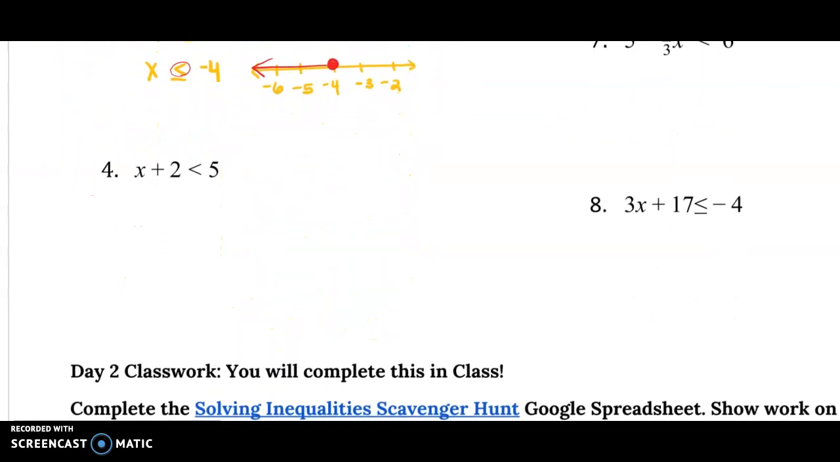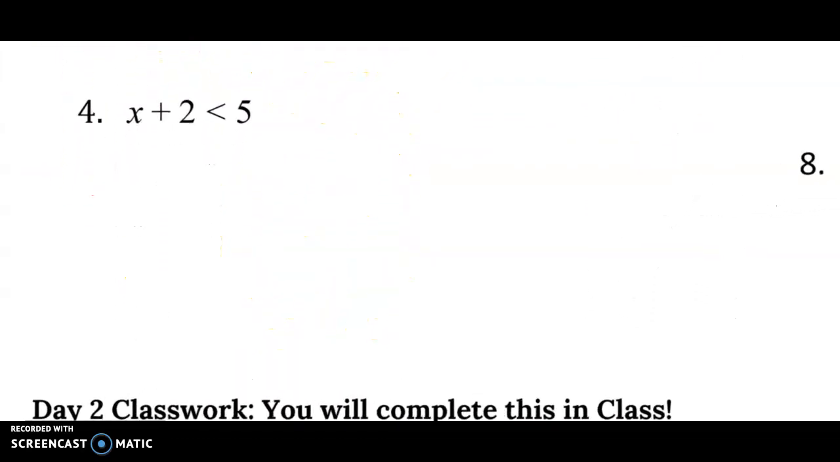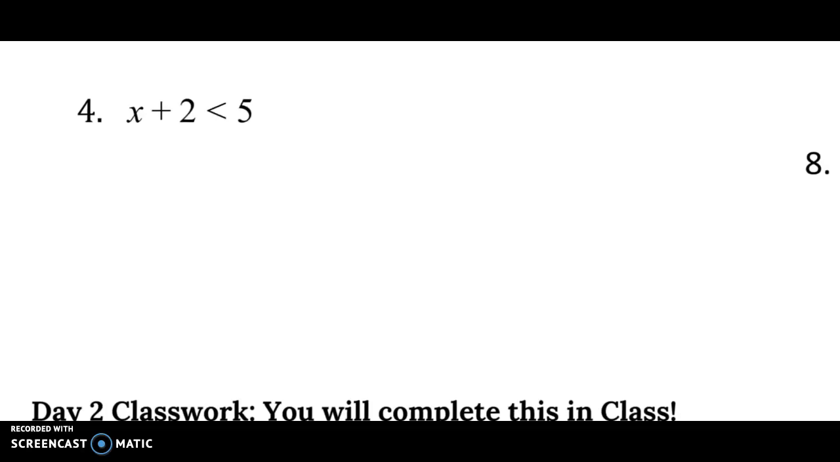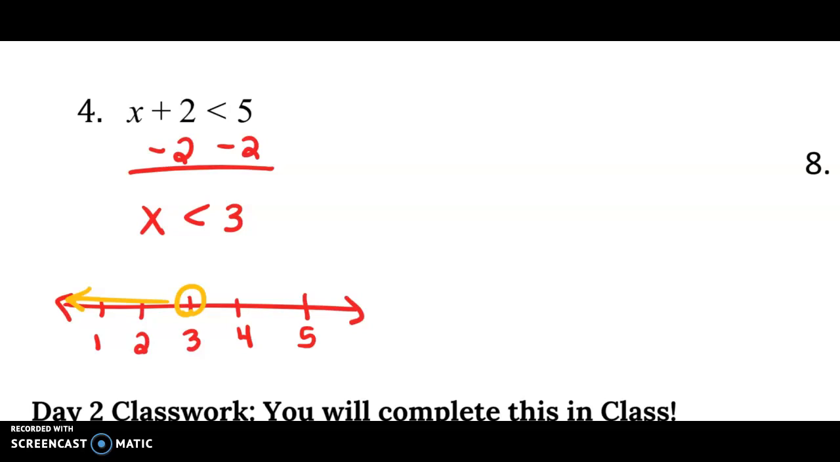You guys try and do number 4 on your own. You should have subtracted 2 from both sides to get that x is less than 3. Since it's strictly less than and cannot be equal to 3, you'll use an open circle and you'll shade to the numbers that are smaller than 3.